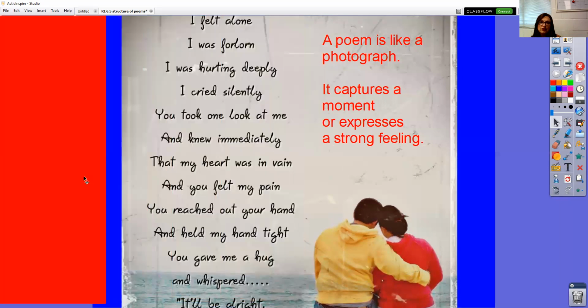But if we take a look at the poem itself, it says: I was alone. I was forlorn. I was hurting deeply. I cried silently, and you took one look at me and knew immediately that my heart was in vain. And you felt my pain. You reached out your hand and held my hand tight. You gave me a hug and whispered, it'll be all right. So this could be a poem of friendship. It's a poem of someone who rescues someone else when they see them in despair.